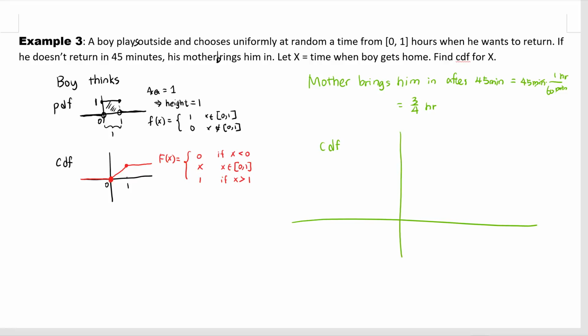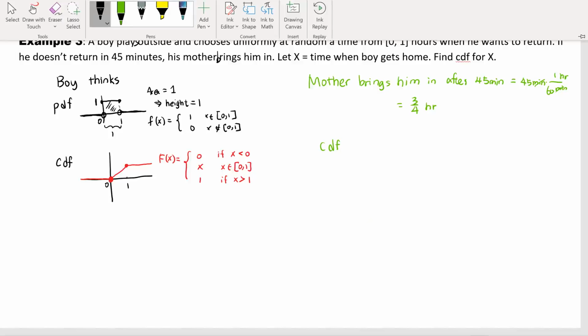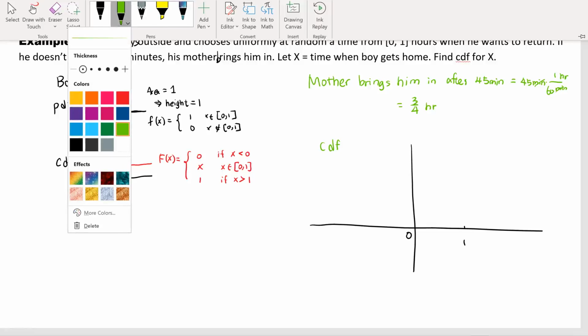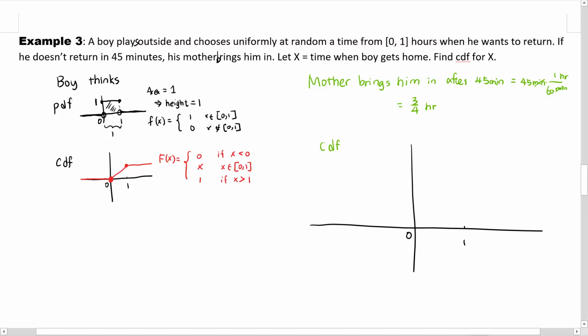Okay, here's the new CDF. Let me indicate the difference. Let me use black color. So this is the real CDF from 0 to 1. Okay, so this is what the boy thinks. And then let's say this is 1. This is what the boy thinks.